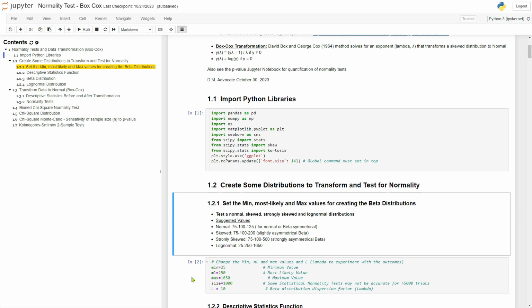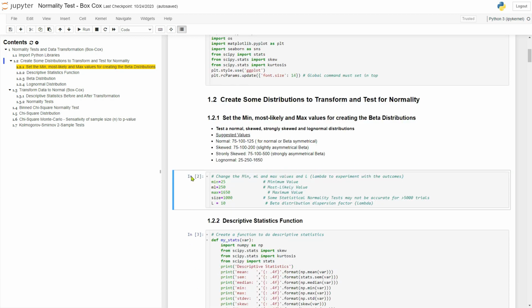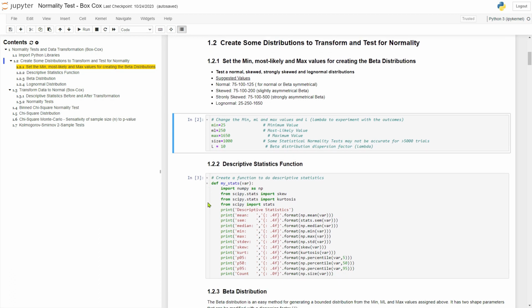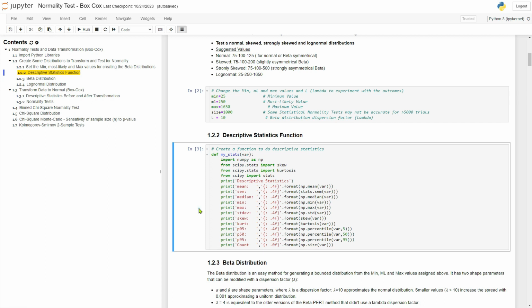And down below, in the next cell, you can see I'm initiating these values with a minimum of 25, 250, and 1650, which is the log normal distribution. And we're going to take 1,000 random samples from the distribution to check for normality. And we're going to use a lambda of 10. Lambda is a parameter in the beta distribution that allows you to control the dispersion. And the next cell is a function that I've written to do descriptive statistics.